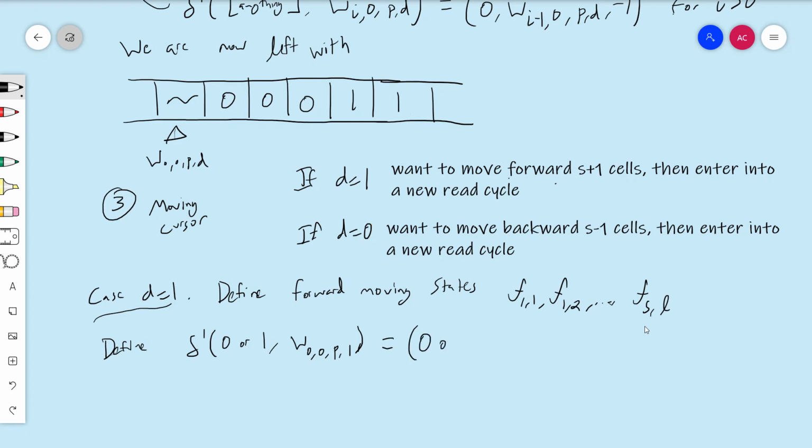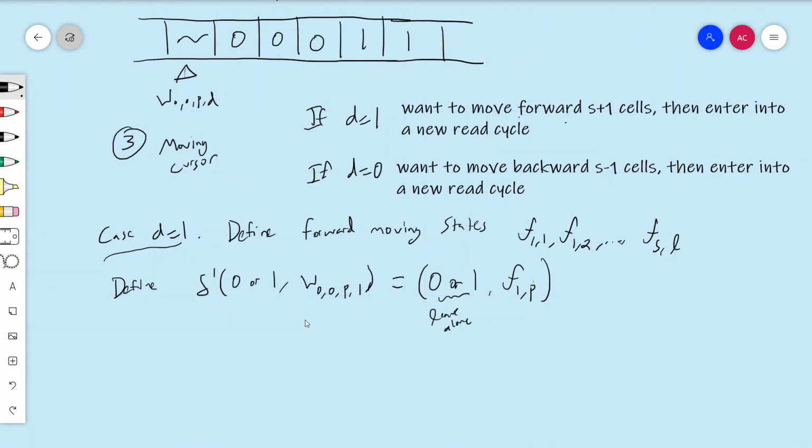So obviously I want to leave these alone. Whatever they were, I want to leave them what they were. Leave alone. And I want to transition into F_{1,P}. So you'll notice I know that I need to basically start the next simulated step in state P, and over here I'm keeping that information for later. And that'll transition me from the write phase to the movement phase. And then once I've done that, define delta prime of anything. Remember, I'm still, as before, just leaving everything alone.